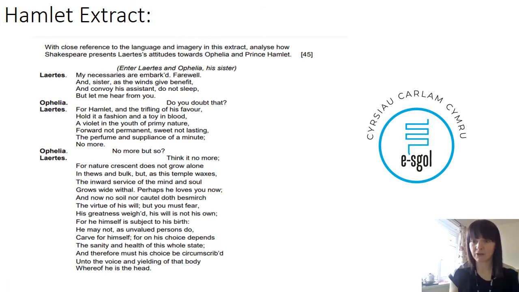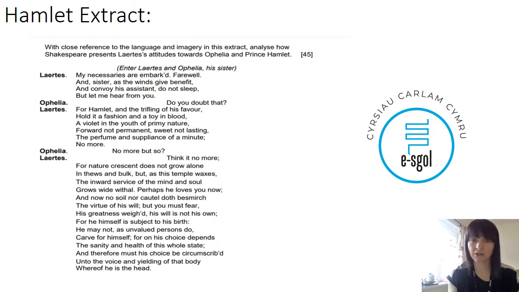Okay, so clear question focus. All right, so his attitudes towards Ophelia and Prince Hamlet. Okay, so you're looking at the way Laertes speaks to Ophelia and the way he speaks about Hamlet. Okay, the reason I chose this is just looking at it on the page.